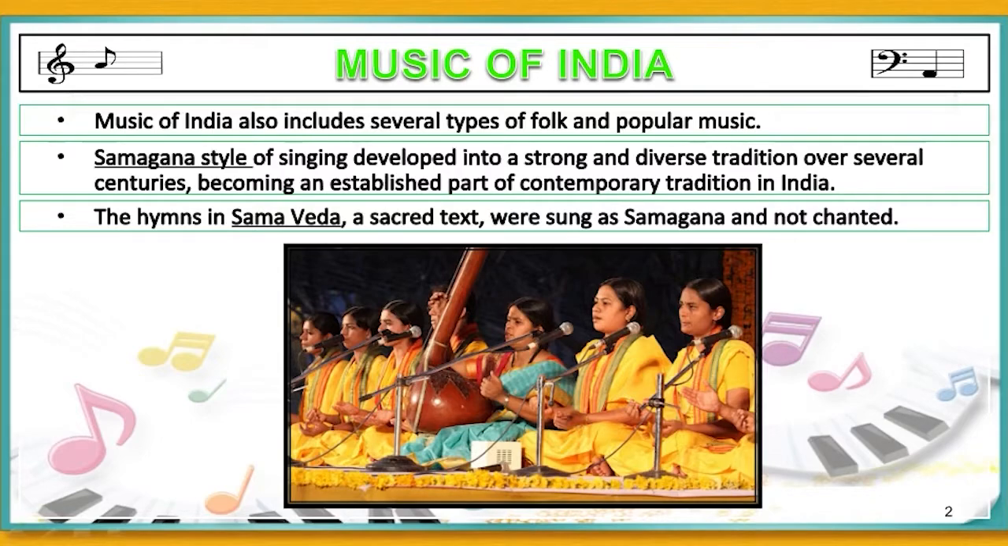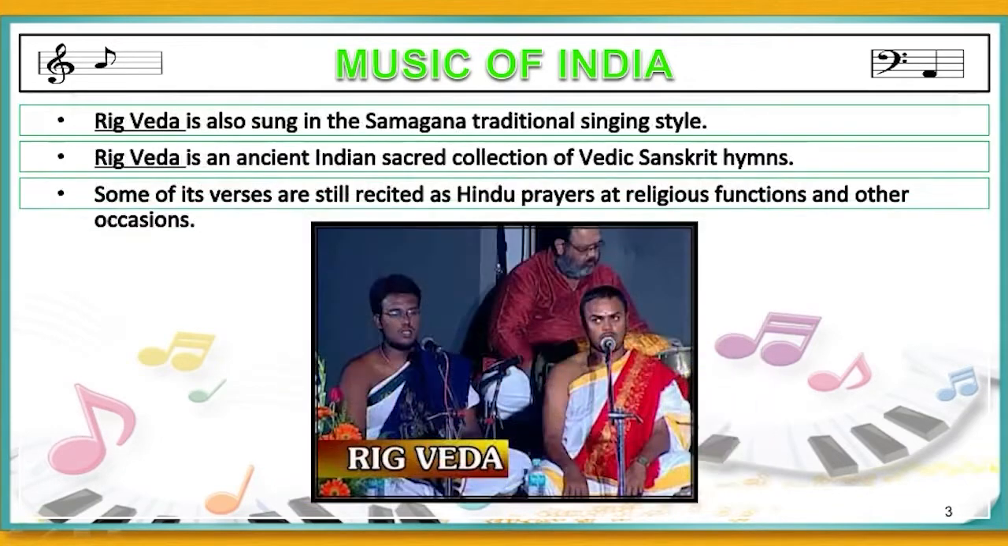Sama Veda is the third of the 4 Vedas of Hinduism but ranks next to Rig Veda in terms of its sanctity and liturgical importance. Rig Veda is also sung in the Samagana traditional singing style. Because of its liturgical importance, Rig Veda is counted as first among the 4 canonical sacred texts of Hinduism known as Vedas. Rig Veda is an ancient Indian sacred collection of Vedic Sanskrit hymns. Some of its verses are still recited as Hindu prayers at religious functions and other occasions.